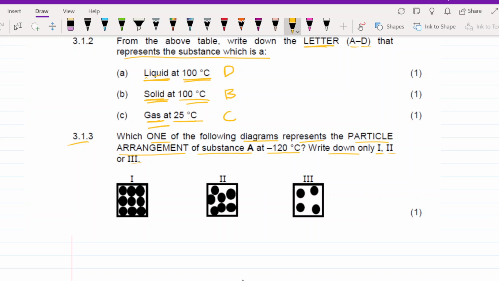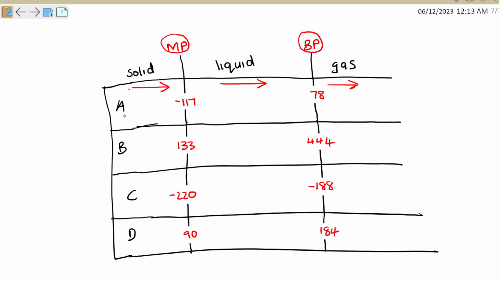So if you look now at these diagrams, diagram 1 shows a solid. Diagram 2 shows a liquid state. Diagram 3 shows a gas state. So which diagram represents the particle arrangement of substance A at negative 120 Celsius degrees? Negative 120 Celsius degrees for substance A. Where is negative 120? It must be above 78.